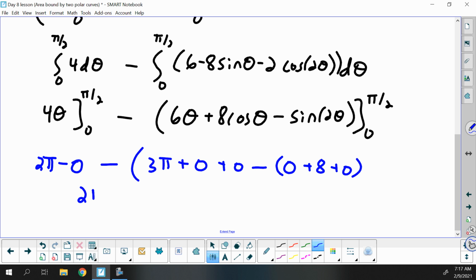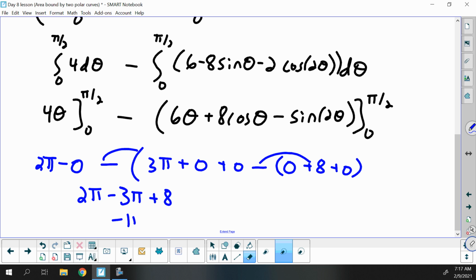So distributing our negative, we get 2 pi. This is going to give us a minus 8 pi. But then this negative, when it distributes, will give us minus 3 pi and back to a plus 8. So we'll have minus pi plus 8 for our final area that is between those two polar curves. So this would be an example of how you would do it all the way out in exact form, and that's the kind of thing that you're going to do on a lot of your homework ones.